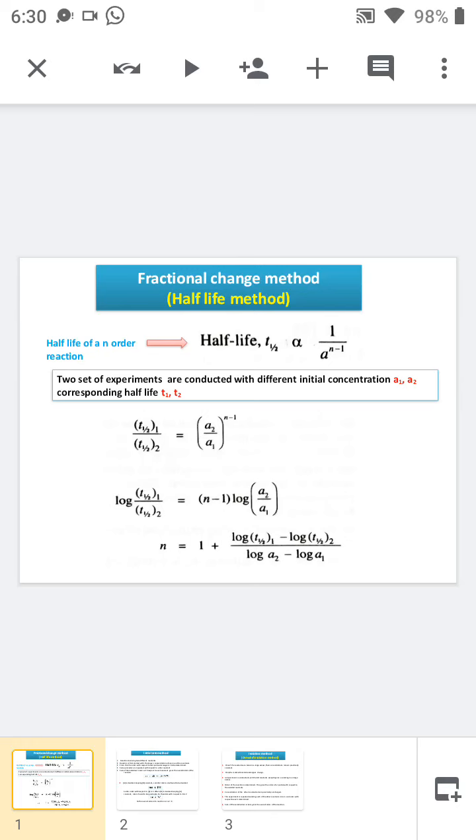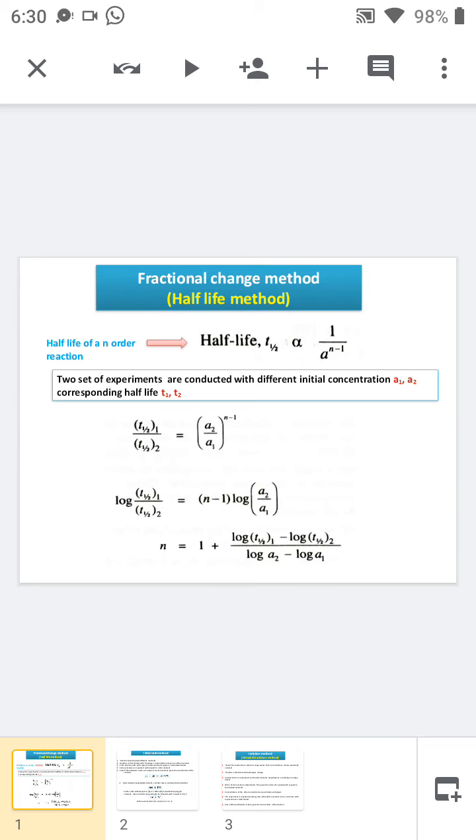In the last class, we discussed three different methods for determining the order of a chemical reaction. That is the initial rate method, the integrated rate method, otherwise known as the trial and error method, the second one is the graphical method, and the third one is the differential method or Van't Hoff method. Today we will discuss the remaining three methods for finding out the order of a chemical reaction.